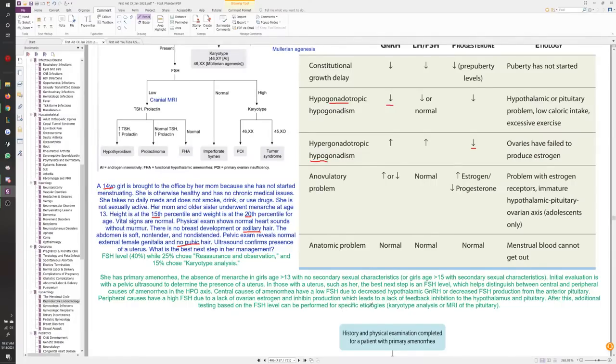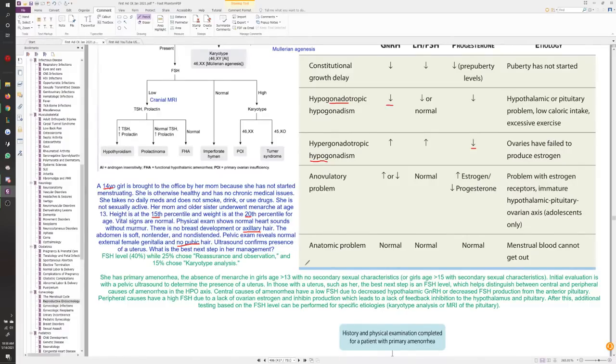After this, additional testing based on the FSH level can be performed for specific etiologies, where you would do the karyotype analysis or MRI of the pituitary depending on what happened. But so far, looking at the way this question is, with the lack of axillary and pubic hair, this girl most likely has androgen insensitivity, right? Because nothing is happening. So if FSH level is tested and FSH level is very low because you are making a lot of estrogen, then at that point you're pretty much confident that it is androgen insensitivity syndrome. There's going to be a lot of estrogen, very low FSH. It's just that all that estrogen is ineffective. It's not working. Nothing is being affected by all that estrogen.